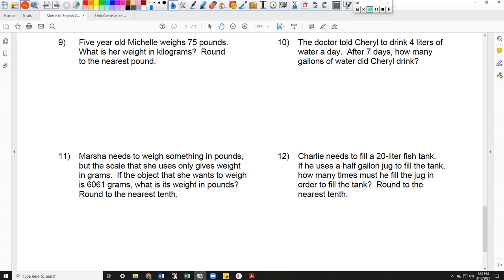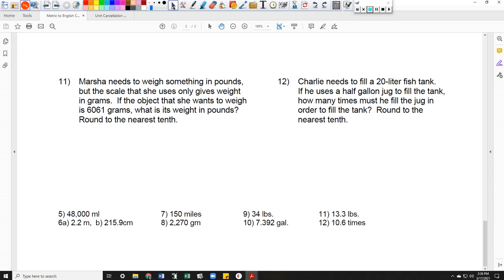All right, let's look at number 11. Marcia needs to weigh something in pounds, but the scale she uses only gives weight in grams. The object she wanted to weigh is 61 grams. What's the pound? That's really straightforward, one step. You put grams on bottom, pounds on top, divide by 453. Real easy. But I do want to do the last one.